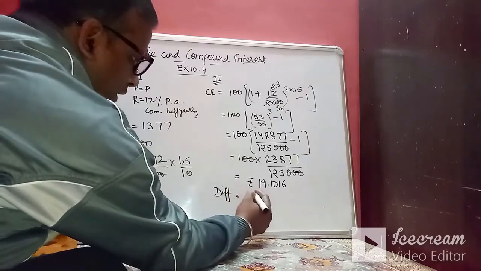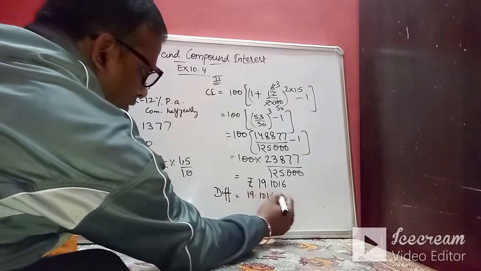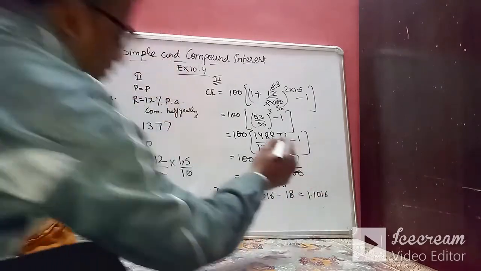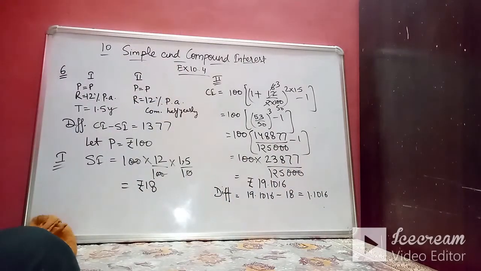So the difference will be 19.1016 minus 18, that is 1.1016. This will be the difference.